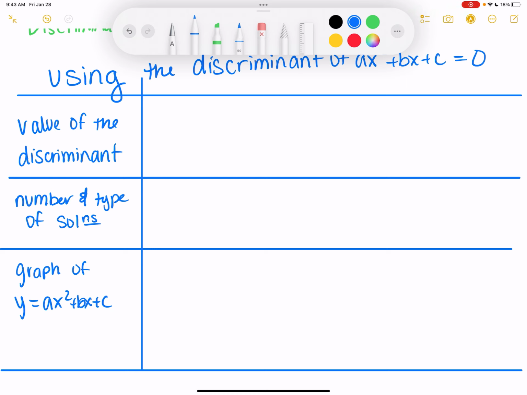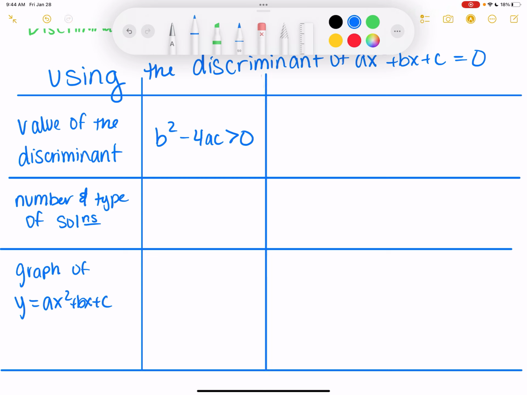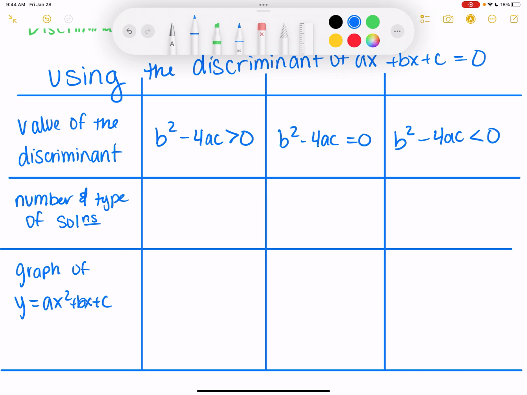There's going to be 3 things here, so 4 total. Anyways, all right. b squared minus 4ac is greater than 0. We're going to have b squared minus 4ac is equal to 0. Honestly, these problems are really easy in case this is freaking you out when you're seeing what I'm writing here. b squared minus 4ac is less than 0.